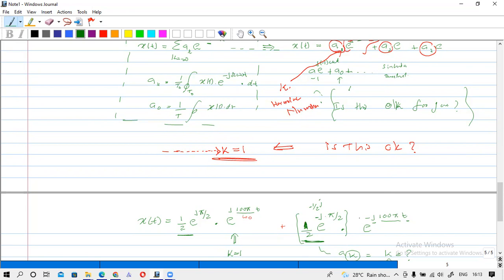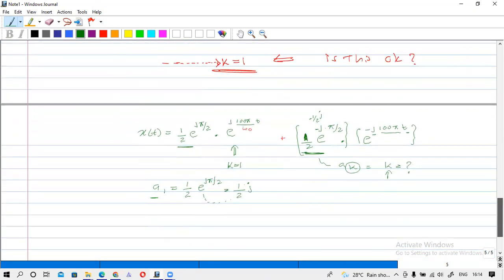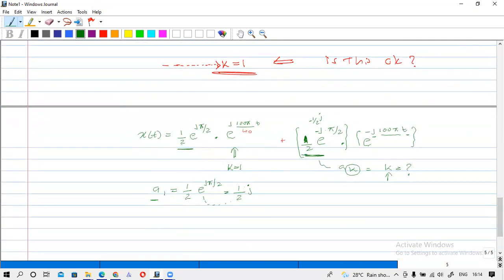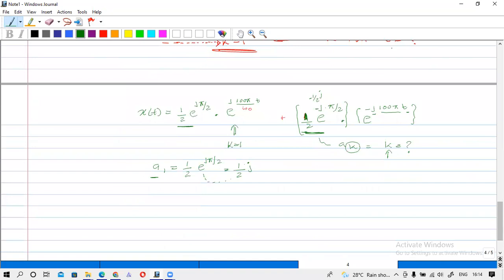So what is the k? This is actually the complex exponential term. So you have here j omega naught and you have t. What is the k value? If I say that k is equal to 1, is it okay? Do you agree with me? I say that k is equal to 1. Do you agree with me?